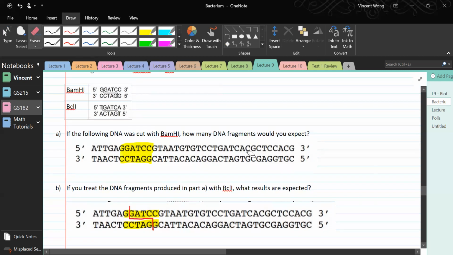And I think that's the only one. And so if you treat this with BamHI, it's going to cut it like this, and we will have 2 fragments. Okay, 2 fragments.